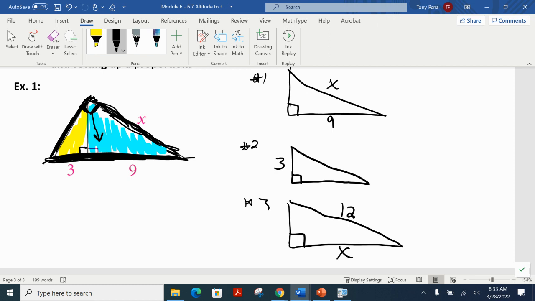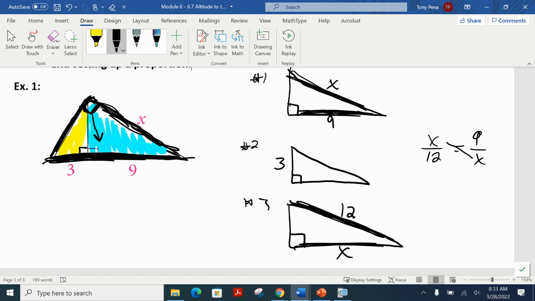So now let's just compare our corresponding parts. Here's the hypotenuse in number 1. Here is the hypotenuse in number 3. So we'll put x over 12. So hypotenuse compared to the hypotenuse. And then the base of triangle number 1 will compare to the base of triangle number 3. All right, so 9 over the x. And that's how we can set up a proportion.